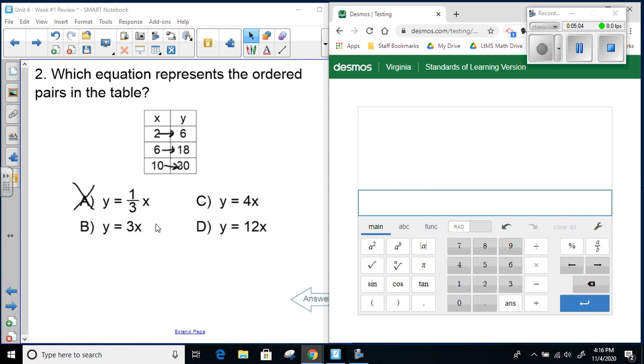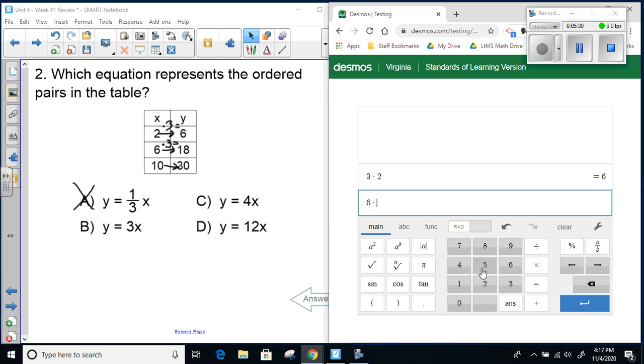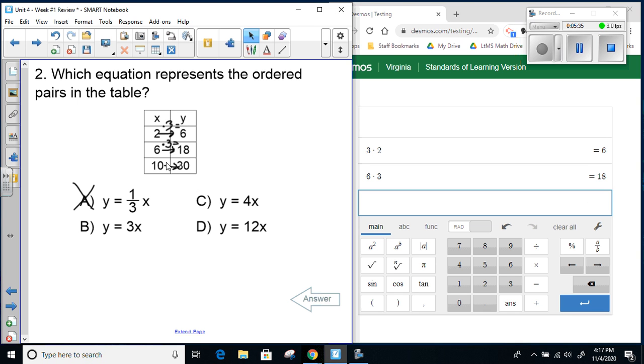B says y equals 3 times x. So I need to do 3 times 2 and see if that gives me 6. And it does. So 3 times x works for the first row because 2 times 3 equals 6. Let's see if times 3 works for the next row. Well, I know that 6 times 3 is 18, but if I didn't, I could check in Desmos. It works there as well. And I need to see if it works in the last row.